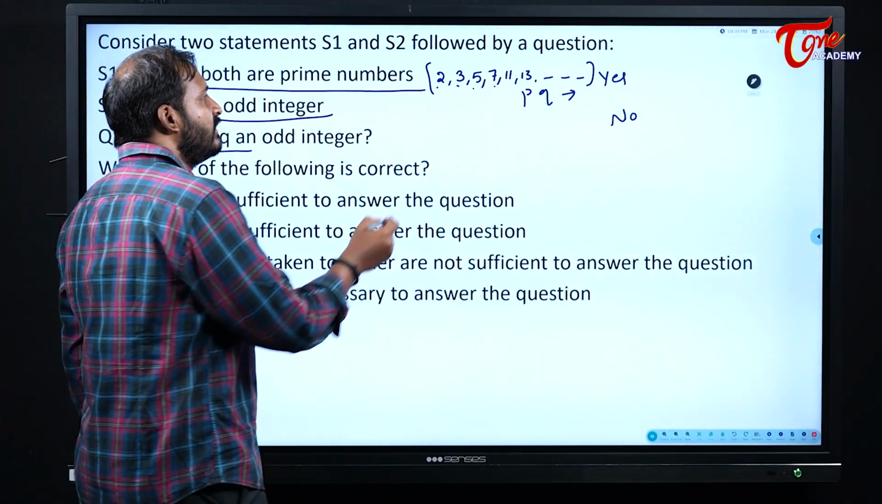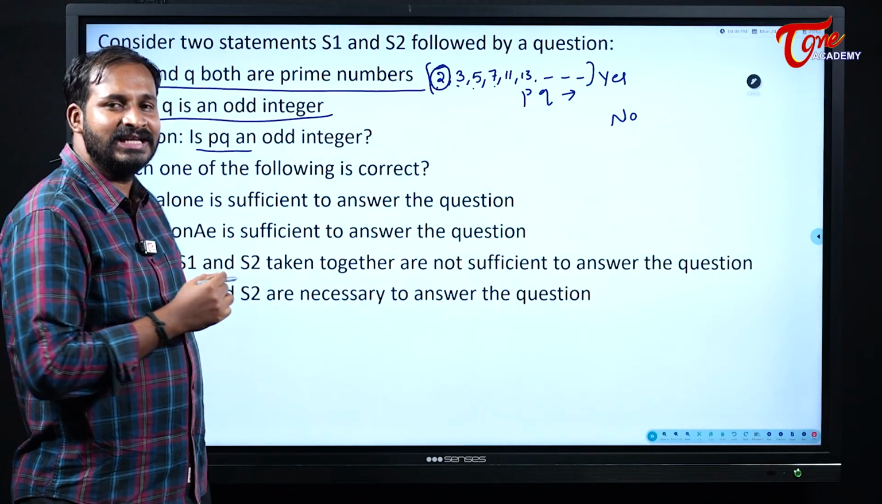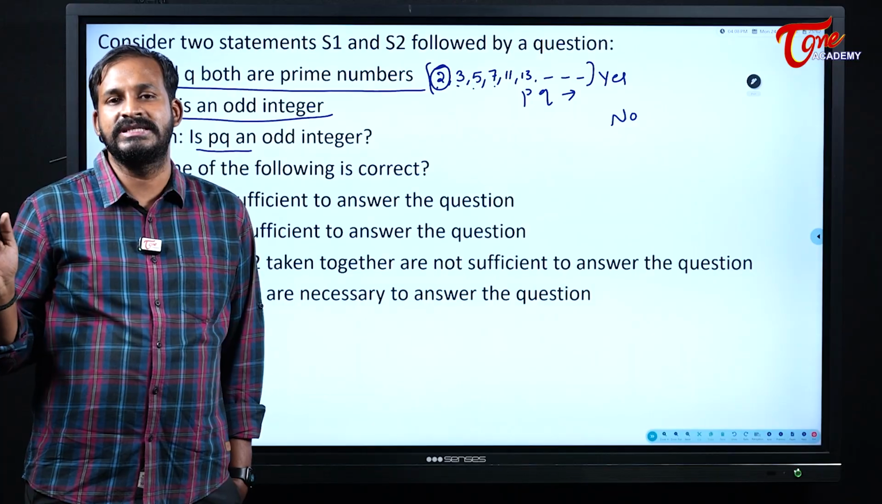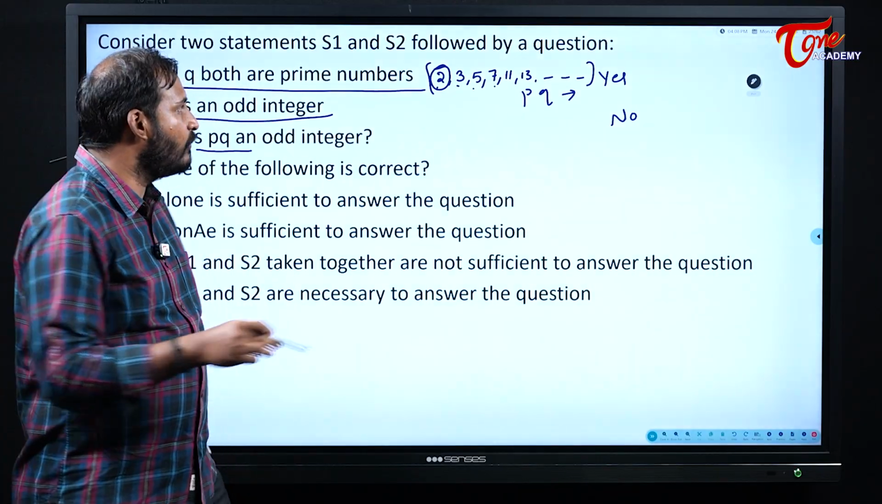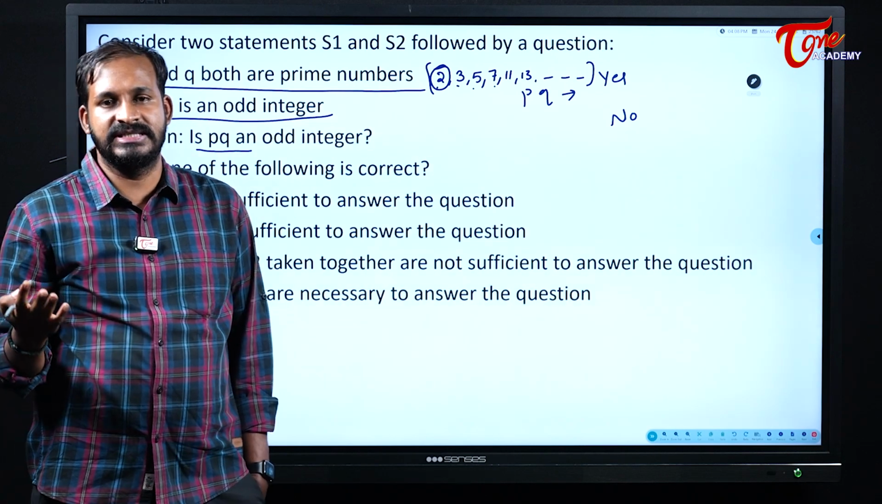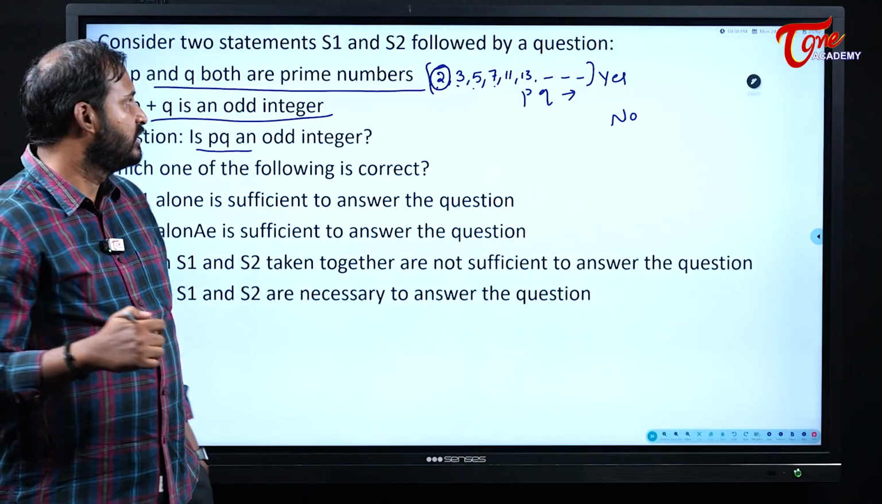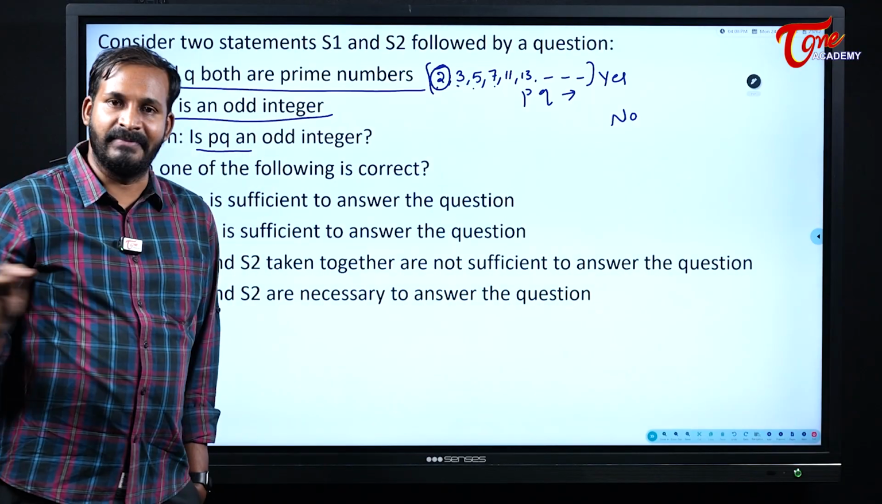Why? Because of only this 2. If I don't have this 2, then I can say that yes, PQ will always be an odd number only. But I have 2, right? I cannot eliminate 2 from the prime numbers. So, I cannot say exactly that PQ is always an even integer or an odd integer. So, with only statement 1, I cannot tell my answer.